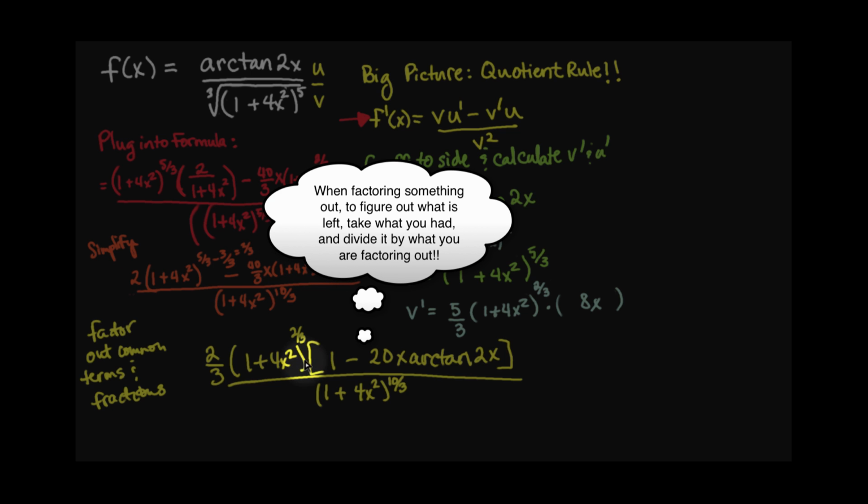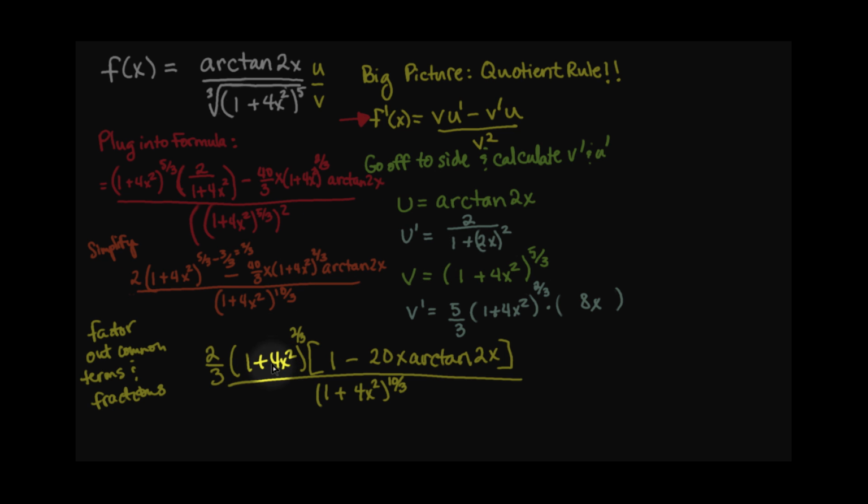To figure out what's left behind, I take what I had originally, and I divide it by what I'm factoring out. In this case, you can see that this is the exact same thing as that. So when we divide them, we get a 1. And then we have this whole expression divided by this whole expression. So the 1 plus 4x squared to the 2/3 cancel. The 1/3 cancel. 40 divided by 2 is 20. The x, nothing happened to. Our tan, nothing happened to. All right? We're almost done.